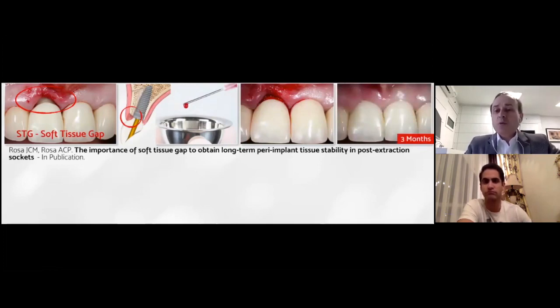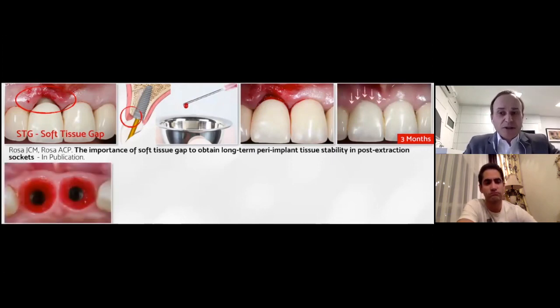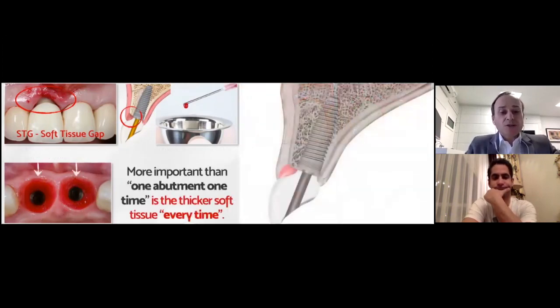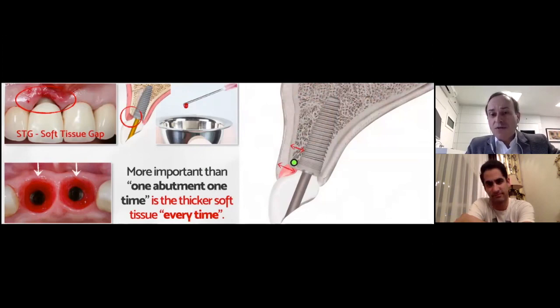After 3 months, we had the coronal displacement of soft tissue. So we removed the two provisional restorations. And what can we notice here? The biological width was retrieved. We have on both sides 3 millimeters from the gingival margin. So I can say that more important than one abutment one time is the thicker soft tissue every time. This is what we were looking for, to have the new buccal wall with a relevant thickness and a soft tissue thicker than at the beginning.